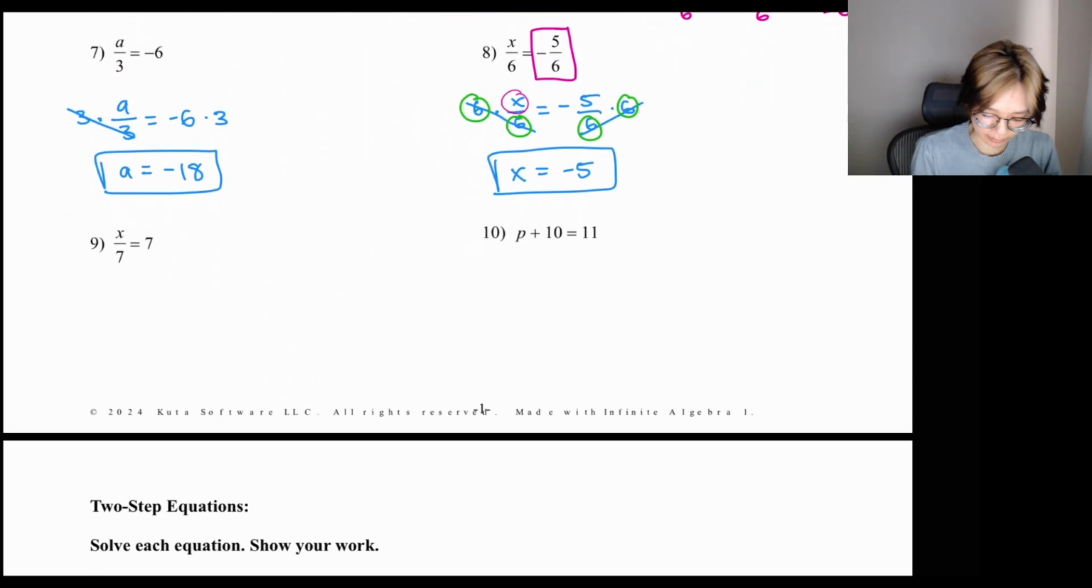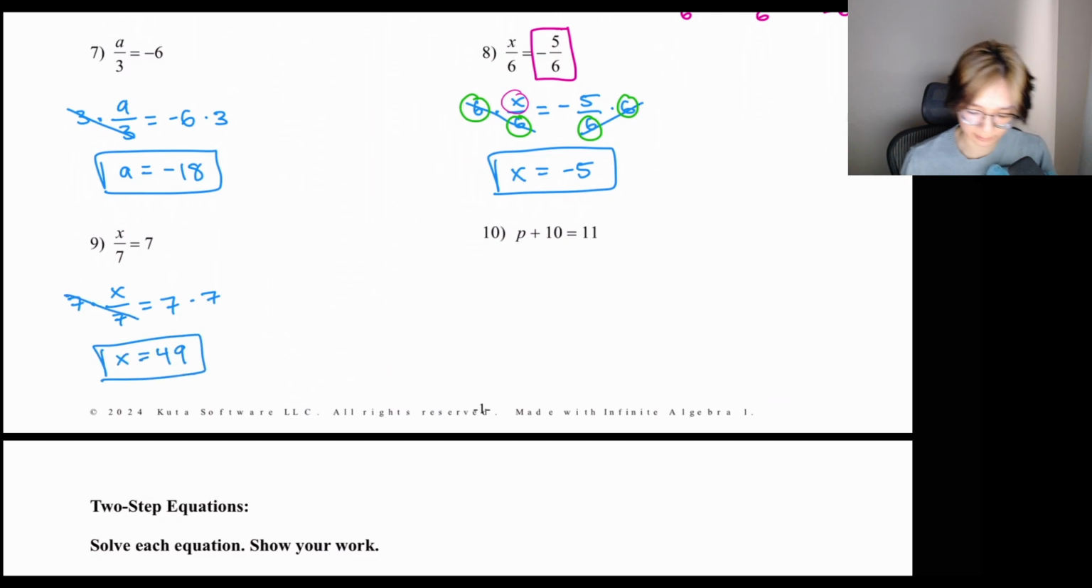All right, number 9, x over 7 equals 7. We have division here on the x's side, so to get rid of it, we do multiplication. Multiply both sides by 7. Those cancel out. X equals 7 times 7, 49.